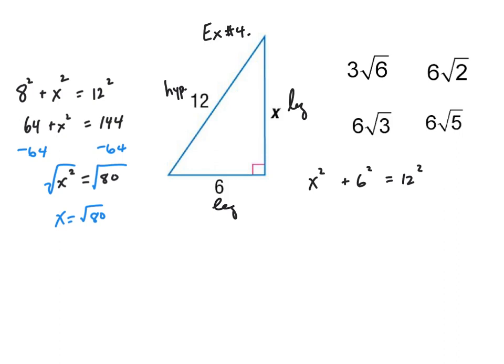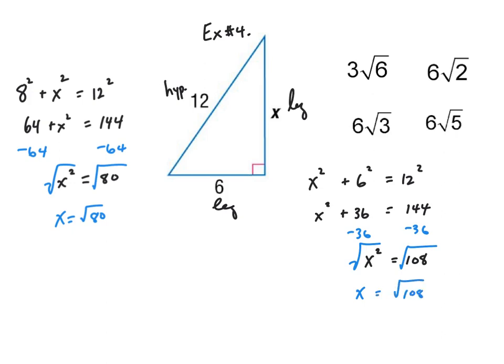Here we get x squared. 6 squared is 36, which is equal to 144, because that's what 12 squared is. All right, there's the one additional step. So I've got to subtract that 36 from both sides. We get that x squared is equal to 108. So I take the square root to get x by itself. So I get x is equal to the square root of 108.